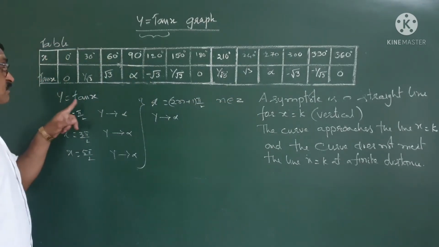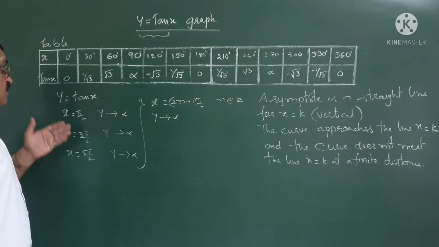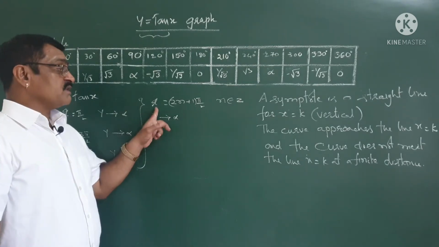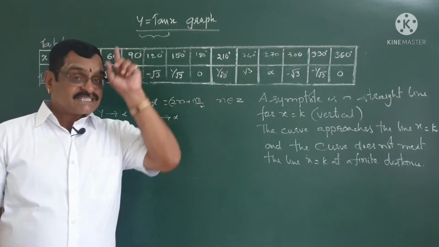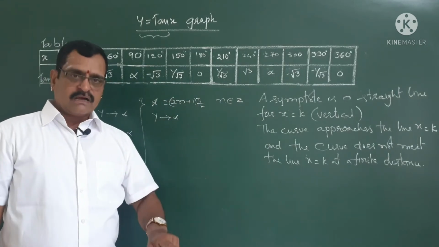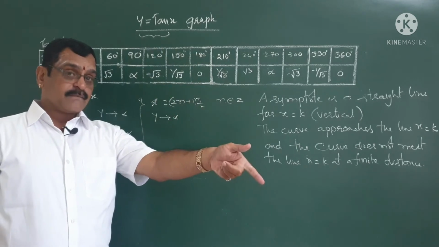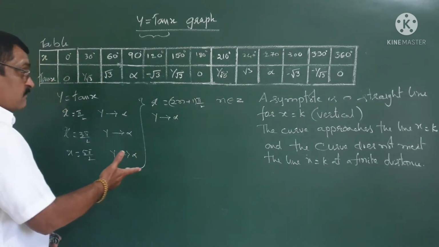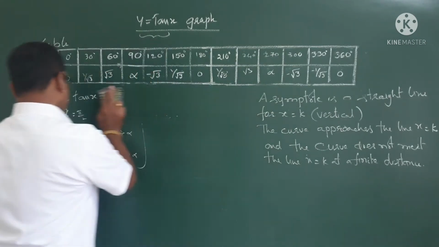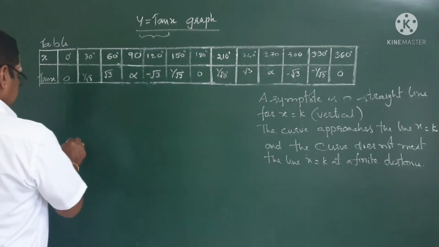Therefore, my curve y is equal to tan x has asymptotes x is equal to pi by 2, x is equal to 3 pi by 2, x is equal to 5 pi by 2, or x is equal to (2n plus 1) pi by 2 will be an asymptote to the curve y is equal to tan x. Because at these values, my tan x is becoming infinity. Okay. Now, what is the use of these asymptotes? Now, let me draw that rough graph.